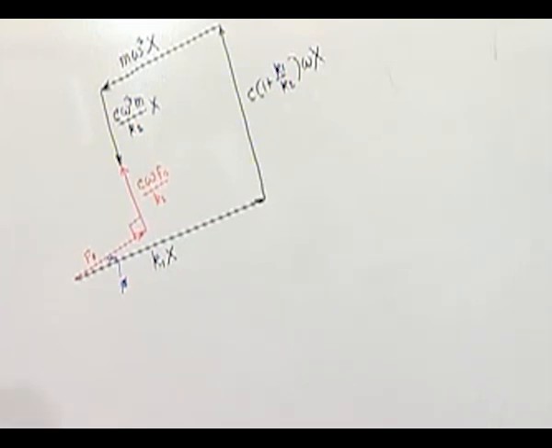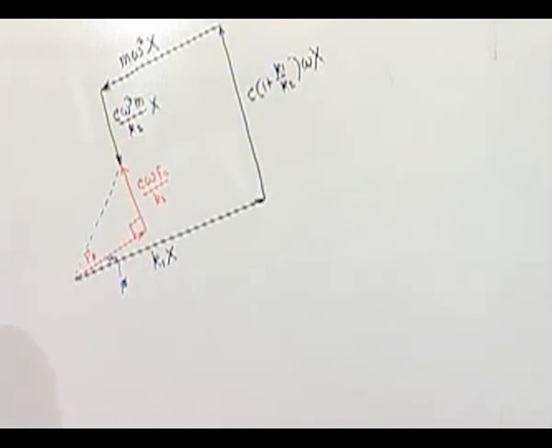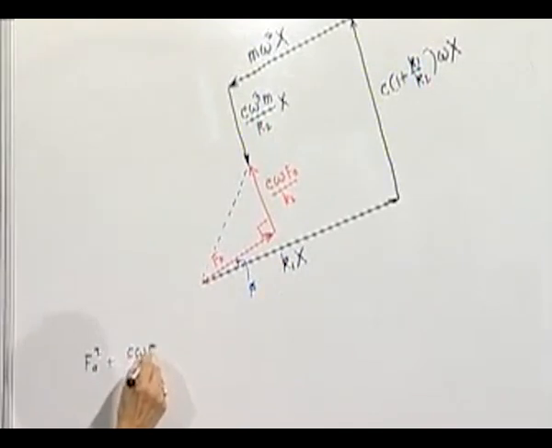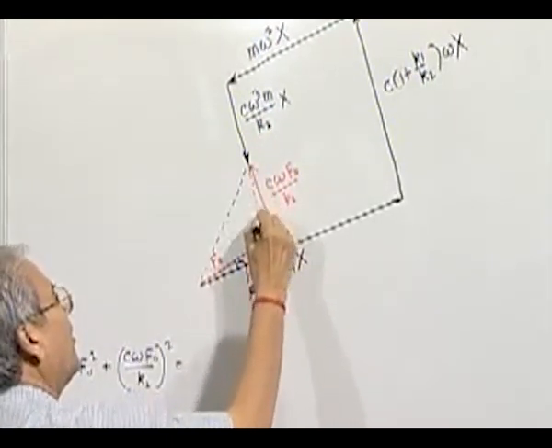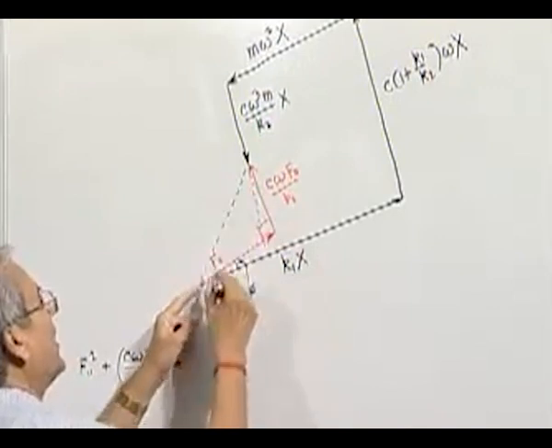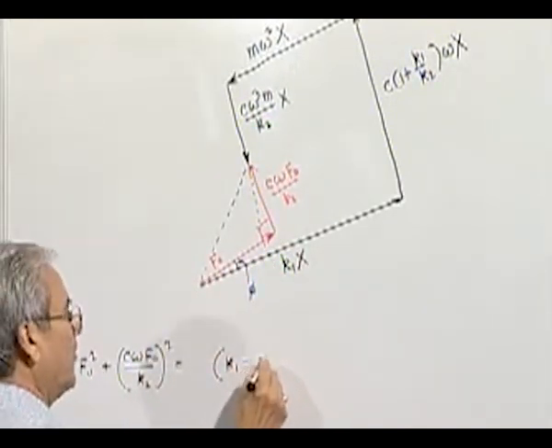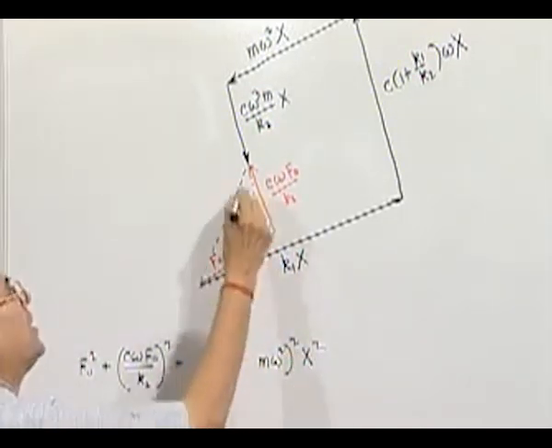But our first interest will be to find out X. So, we now use geometry and trigonometry. So, this one we get F0 square plus C omega F0 by K2 square must be equal to this square plus this square. How much is this square? And how much is this?